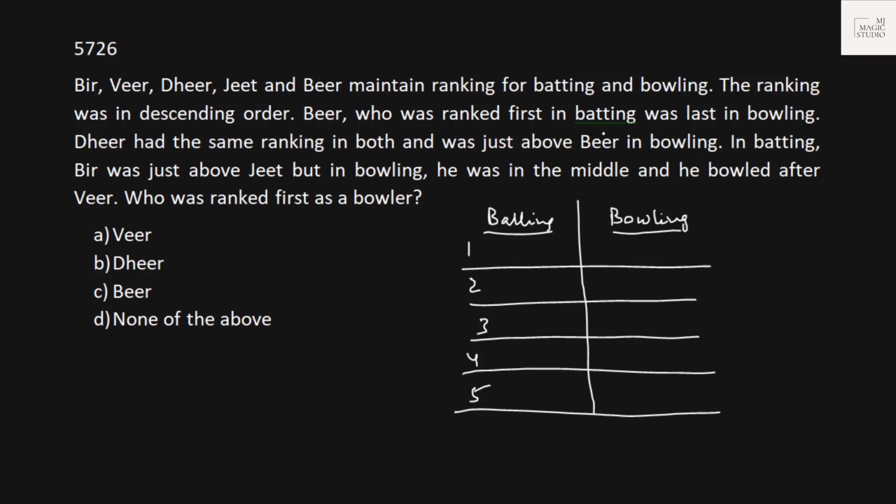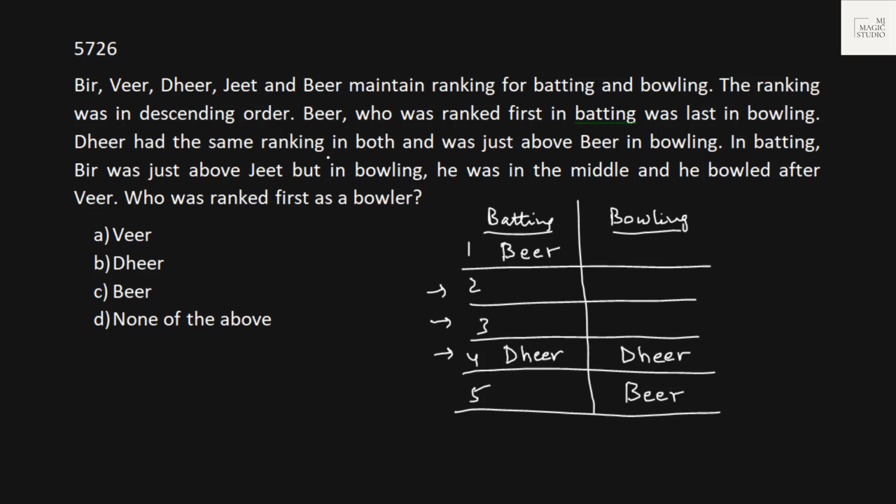Beer, who was ranked first in batting, was last in bowling. Dheer had the same ranking in both. So Dheer should be either at second, third, or fourth position. And was just above Beer in bowling. Okay, it is given that it is just above Beer in bowling. So this is Dheer. So Dheer batting position is also 4.